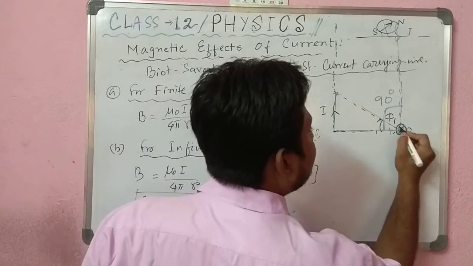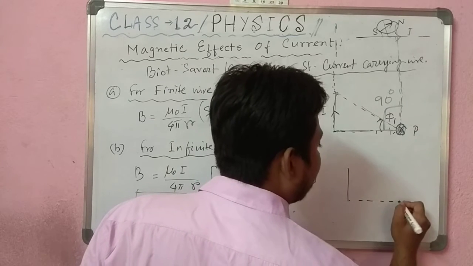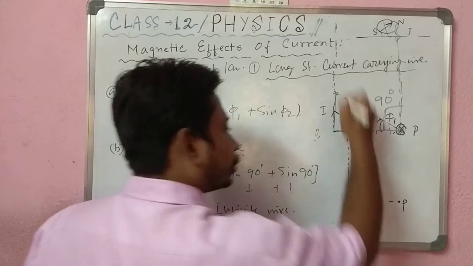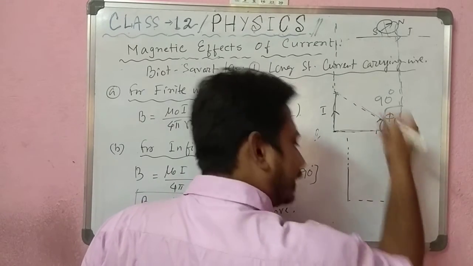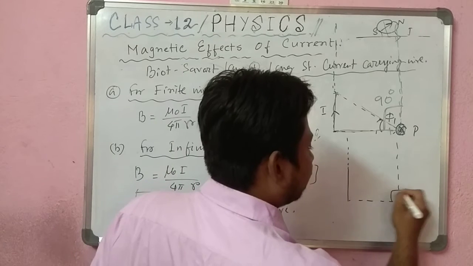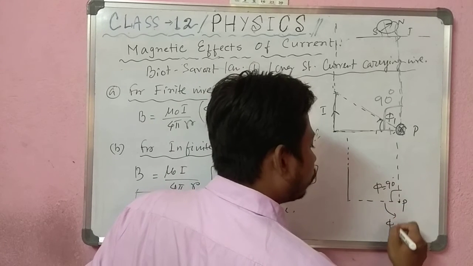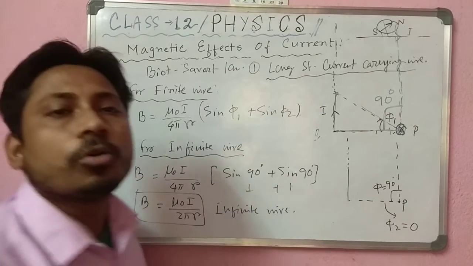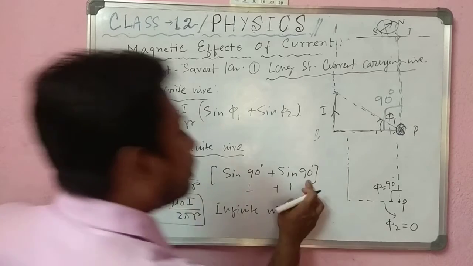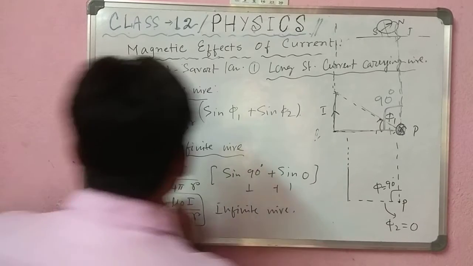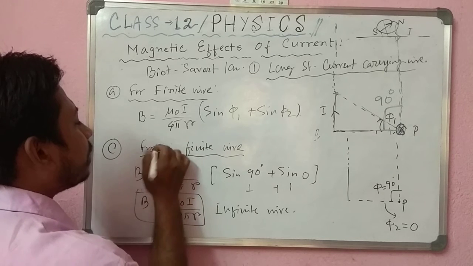So you actually find the position P. Suppose this is the wire and you have to find out at P. This is going to infinity, and if you want to intersect this, they will never intersect. So phi 1 equals 90 and there is no phi 2. So in place of phi 2 you can write 0, student. So phi 1 is 90, in place of phi 2 there will be 0. Actually we are calculating for number C, for semi-infinite.